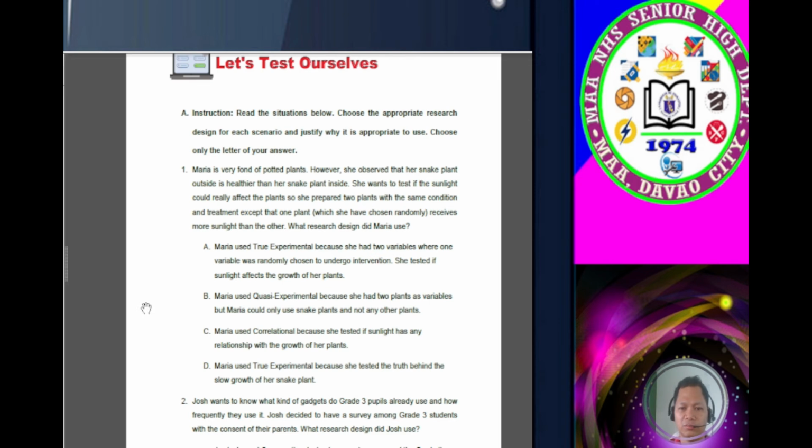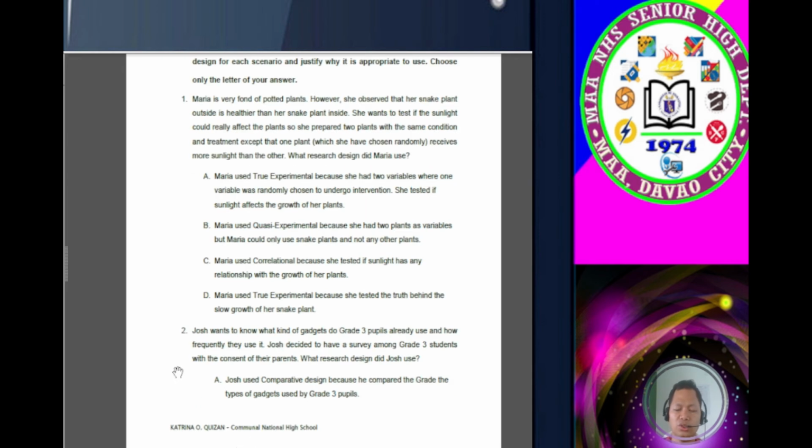Okay, what's your answer? The correct answer is, let's read the choices first. Letter A: Maria used true experimental because she had two variables where one variable was manually chosen to undergo intervention. She tested if sunlight affects the growth of her plants. Letter B: Maria used quasi-experimental design because she had two plants as variables, but Maria could only use snake plants and not any other plants. Letter C: Maria used correlational because she tested if sunlight has any relationship with the growth of plants. Then D: Maria used true experimental because she tested the truth behind the slow growth of snake plant.